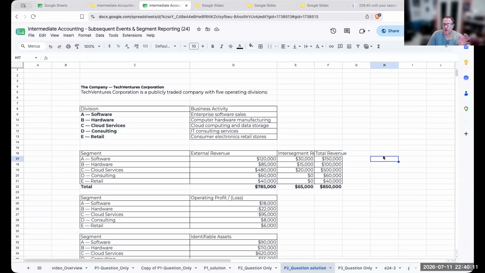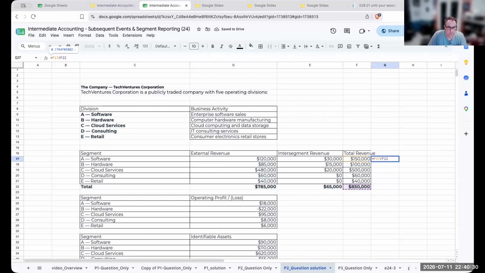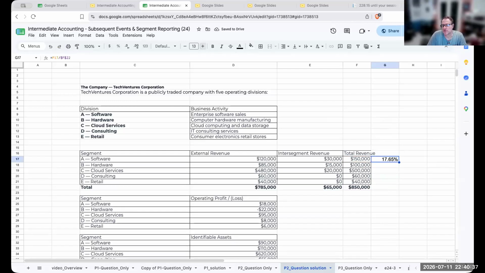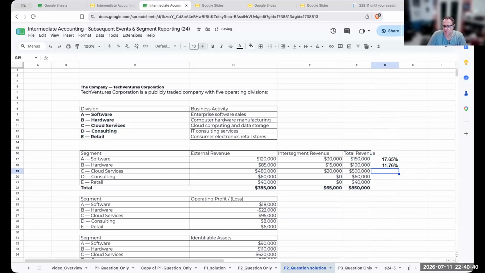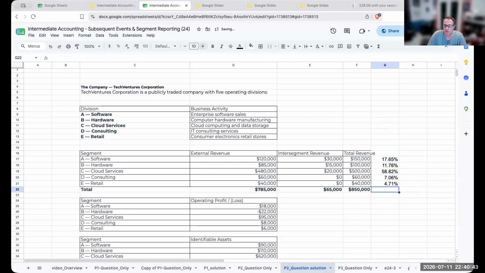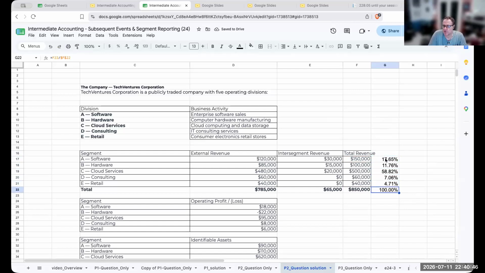So the key thing for this first part is we're looking for what is above 10%. If we take the total revenue, including intersegment revenue, and say, okay, this 150,000 divided by 850, this is going to be 17%, 11.76%, 58%, 7%, and then 4.71%. So how did I do this in Google Sheets? If you put a dollar sign in front of the F and the 22 for the denominator, it'll copy that same value down.